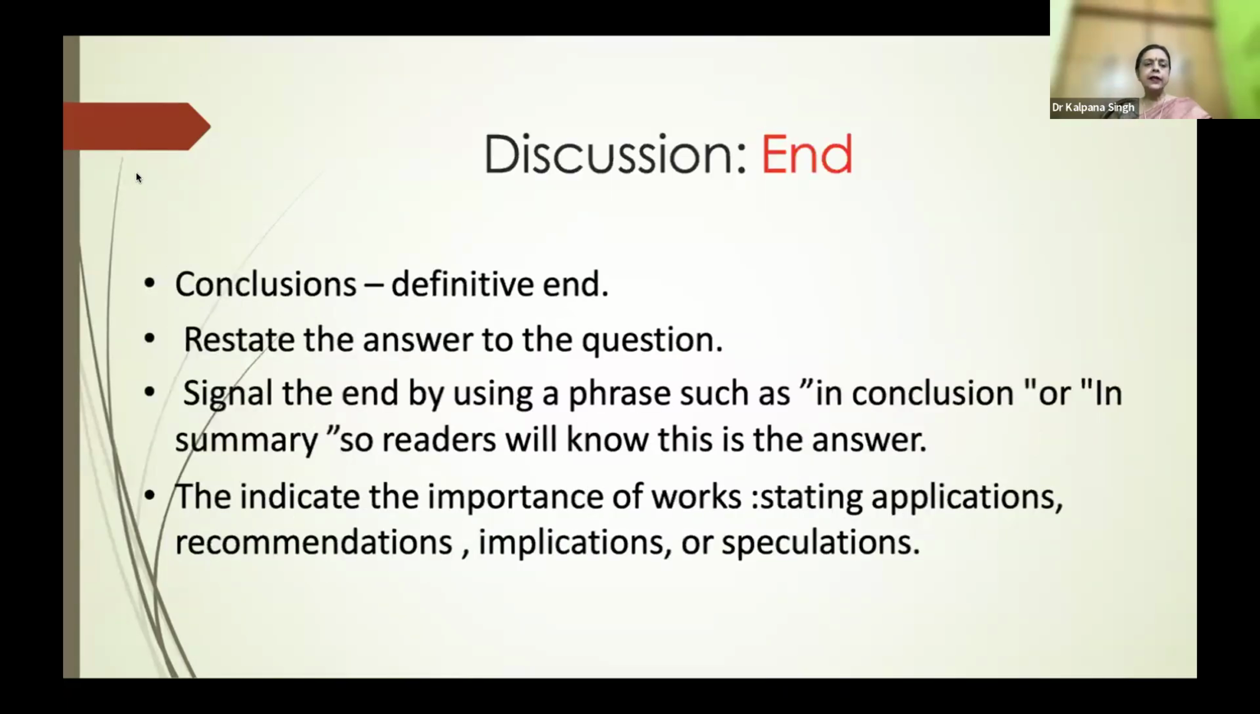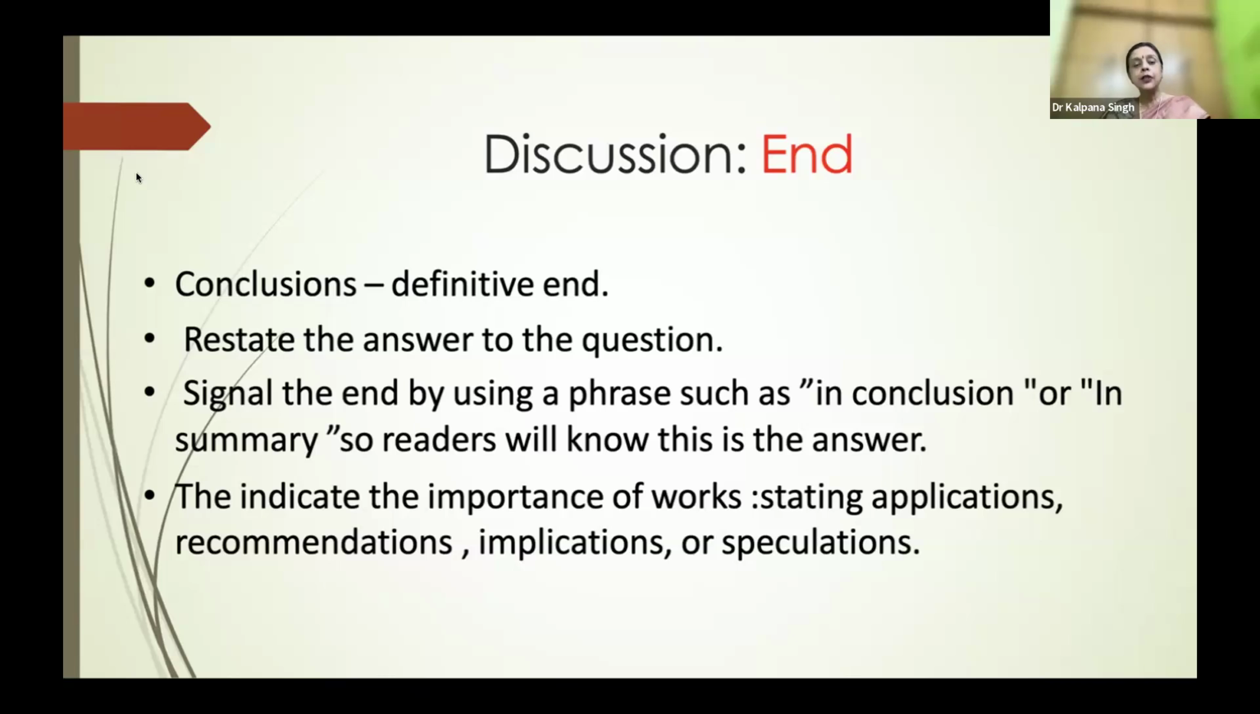And in the end, we have to give the definite conclusion. What exactly was the finding of your study, and what is derived from the conclusion? Many a time the conclusion is written with what was not part of the study. So that should not happen.